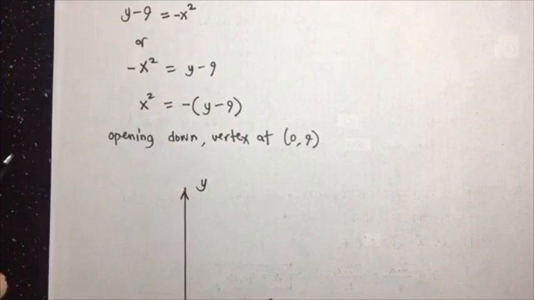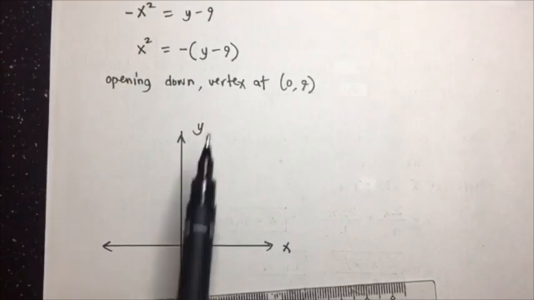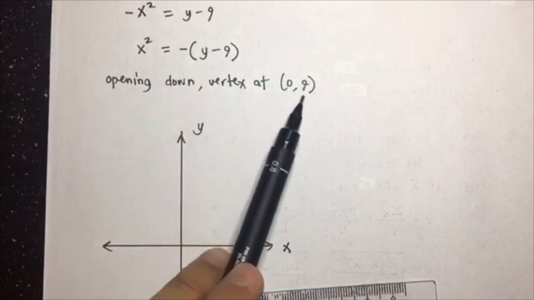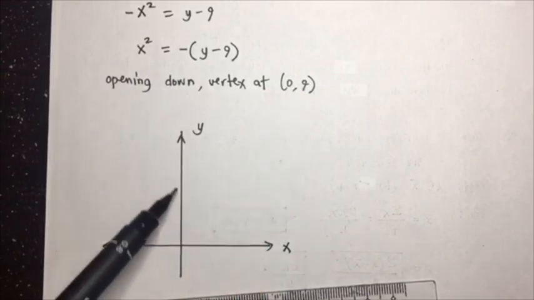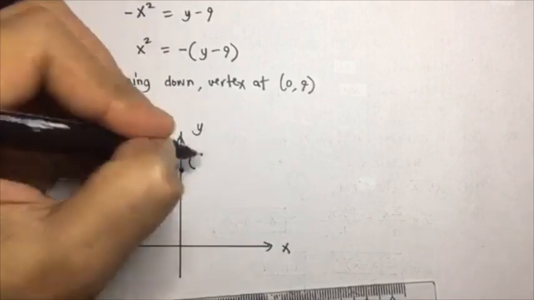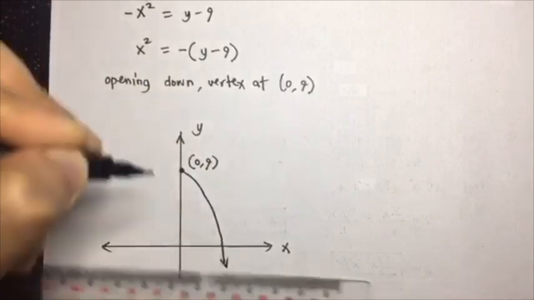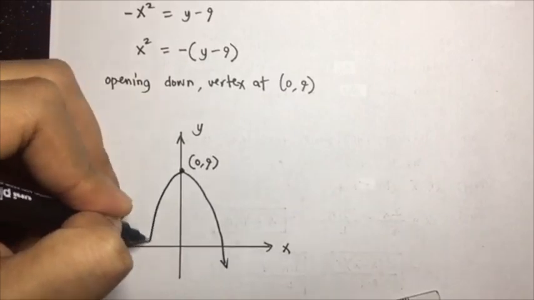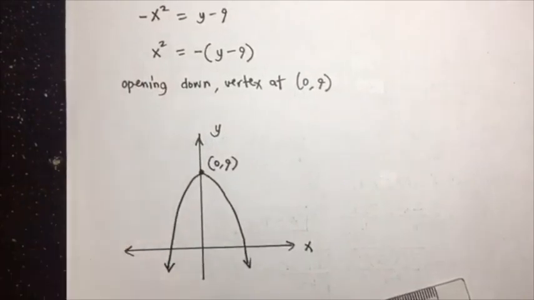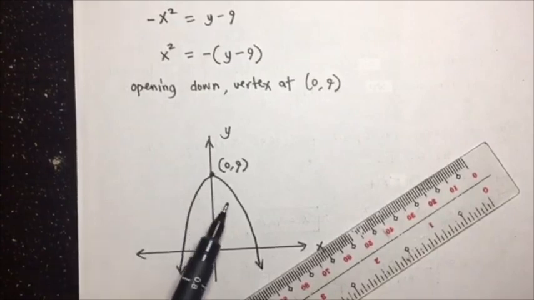This is y, and this is x. So it's a parabola opening downwards with vertex at 0, 9. So we have 0, 9 lying along the positive y-axis. Say for example it's here, so this is 0, 9, and then the parabola is opening downwards. Never mind my drawing, this is supposed to be symmetrical.